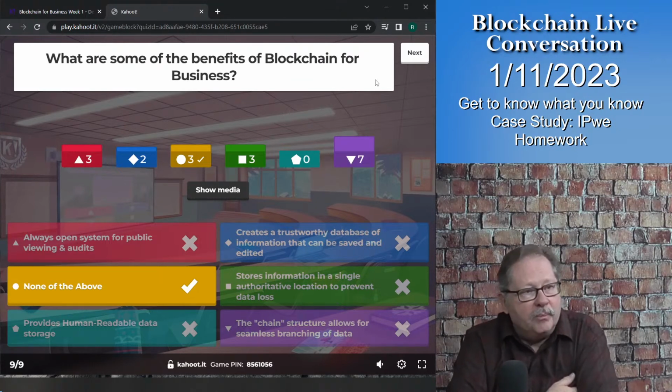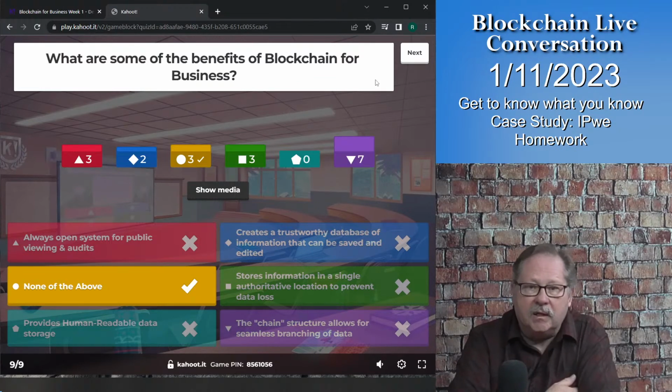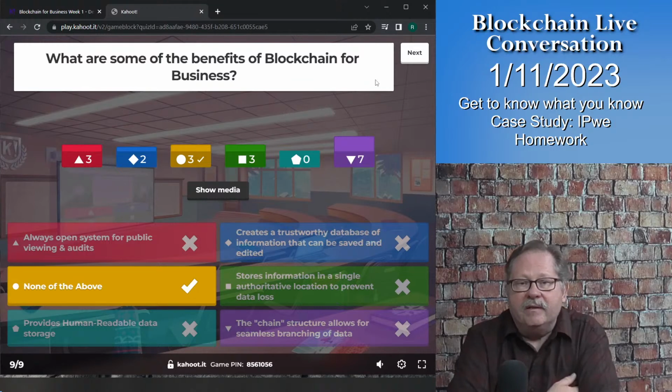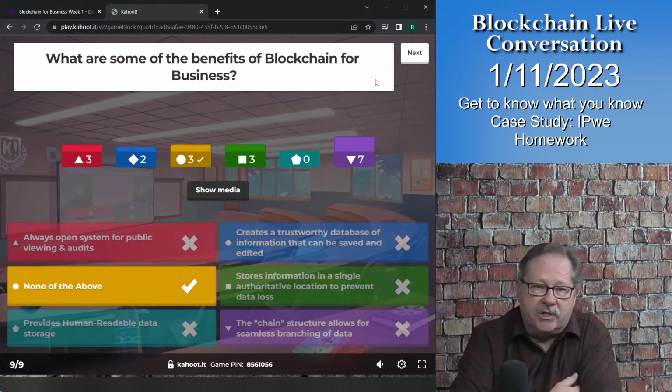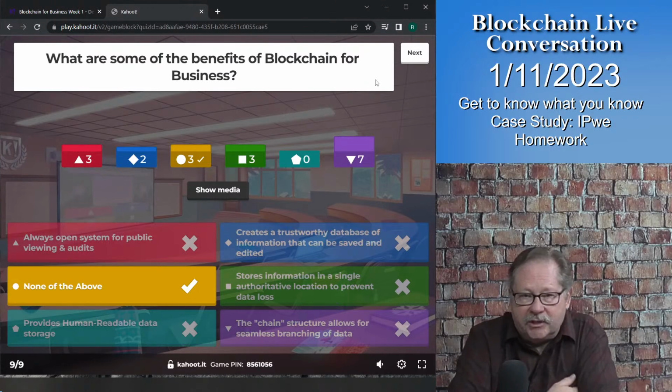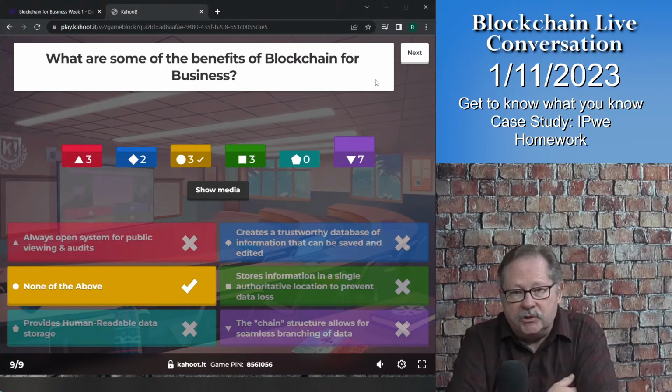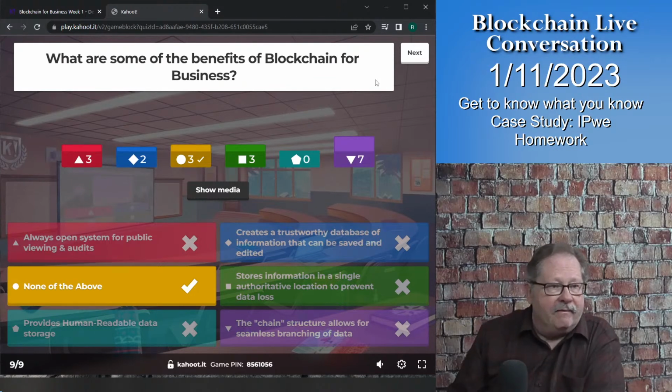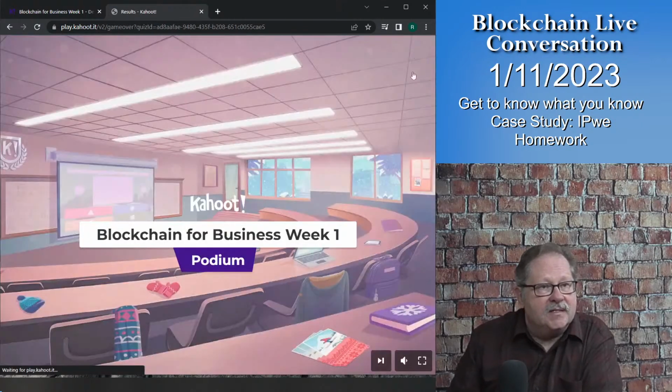An always open system for public viewing and audits. Bitcoin is always open for public viewing and audits. It is a public blockchain. But when you get to blockchain for business, they're always permissioned blockchains. So they're not open to the public just to go and gander at whatever they want. They're only open to authorized participants in that particular blockchain. So that is that.